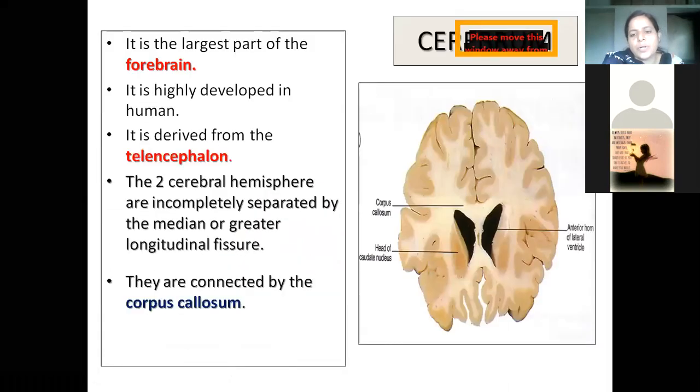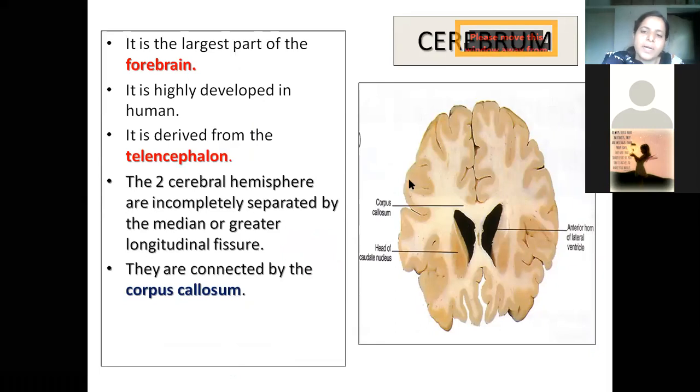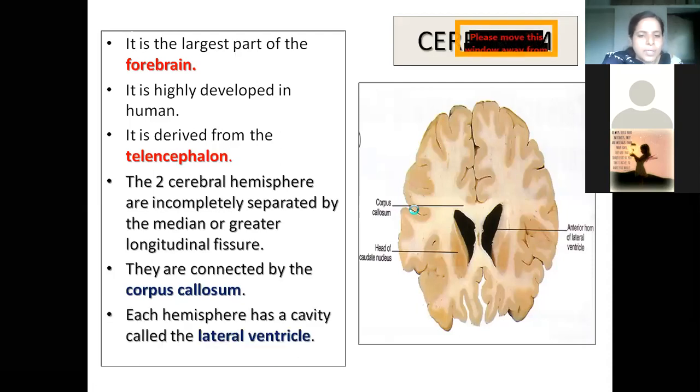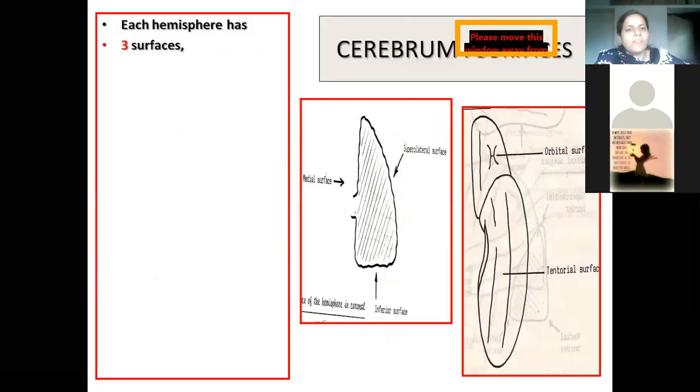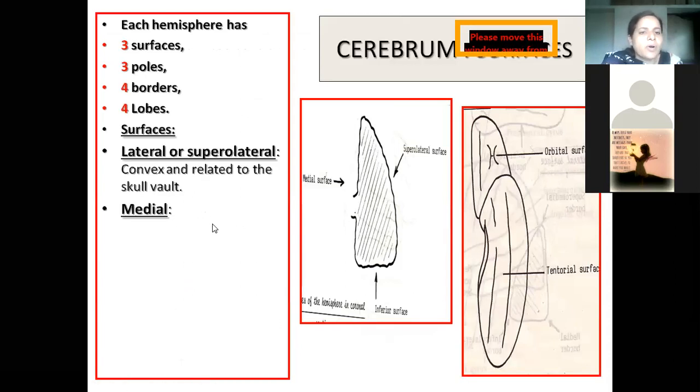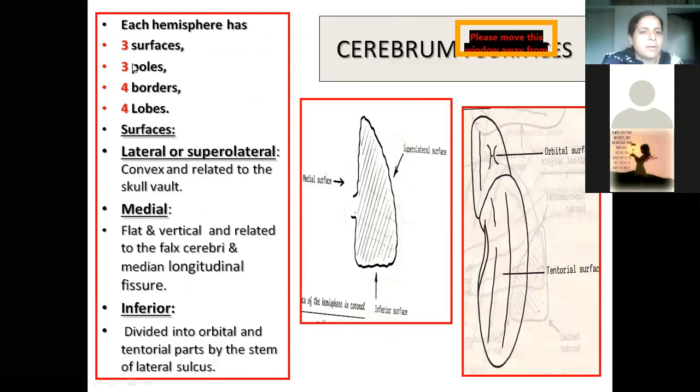See, in this picture, you can see the section of the brain also, where the outside area is gray matter and the inside area is white matter. And inside the white matter, again, we have gray matter collections, which are called basal ganglia. In the cut section, you are finding an empty cavity, which is called the lateral ventricle. So when you talk about the poles, borders and surfaces of the cerebrum, this PowerPoint is a little better. I told you it has three surfaces. The poles are the frontal pole, temporal pole and occipital pole.